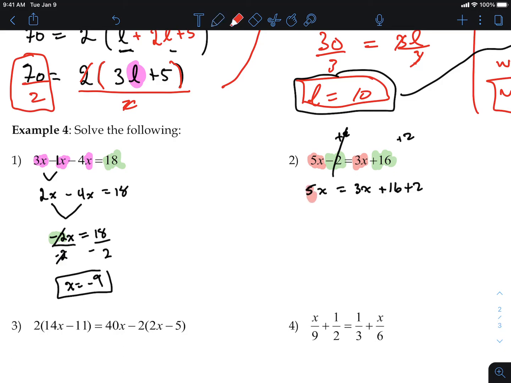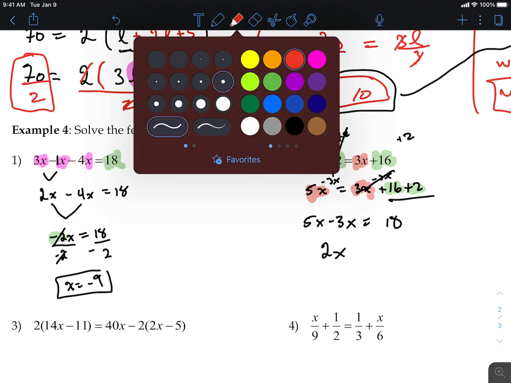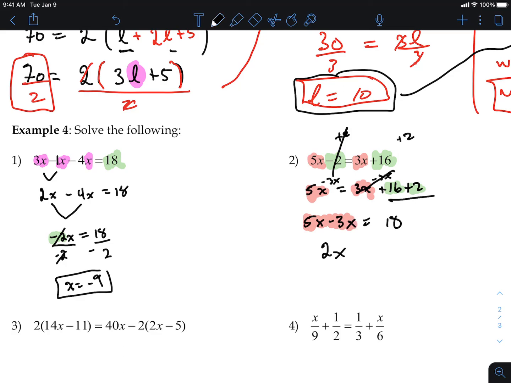Now the problem is I still have a red piece on the right side. You can, at this stage, combine the two green pieces. Okay. I'm going to subtract 3x from both sides, and then they're going to wipe themselves out. And so I'm going to get 5x minus 3x, and I can combine these two pieces to be 18. Okay, so 5x minus 3x is going to be 2x. Okay, 2x is equal to 18. Divide both sides by 2. x is equal to 9.